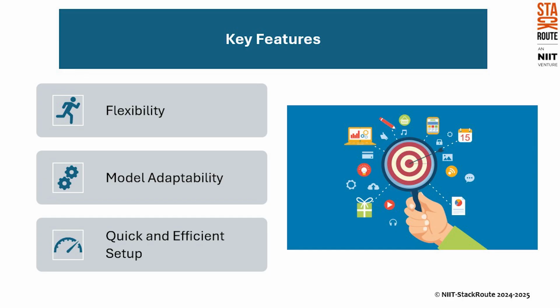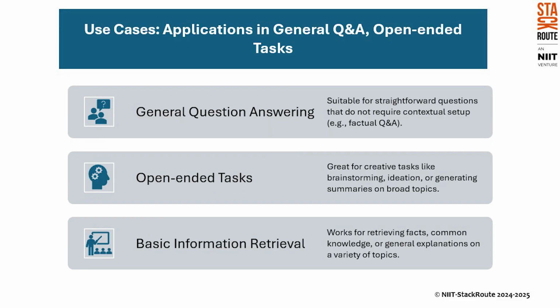Flexibility. Zero-shot prompts are highly adaptable, making them useful across a wide range of tasks with very minimal preparation. Model adaptability. Since there's no specific guidance, the model needs to draw from everything it knows, showing us how versatile it can be. Quick and efficient setup. With zero-shot prompting, there's no need for examples or prior customization, making it an efficient way to test what the model can do. Next, here are some common use cases for zero-shot prompting.